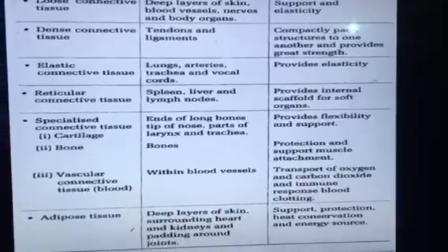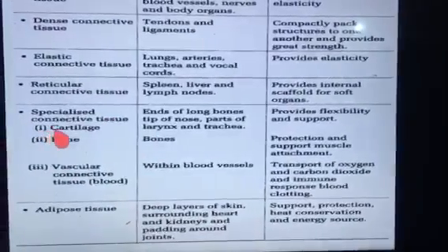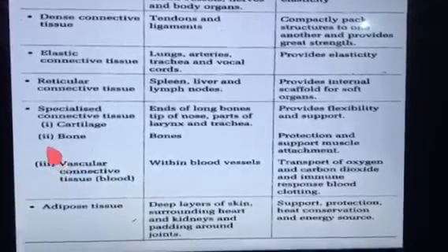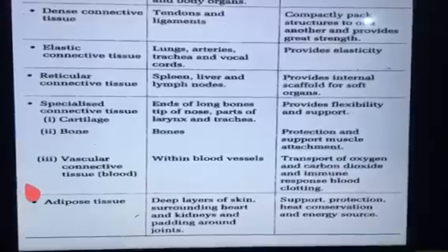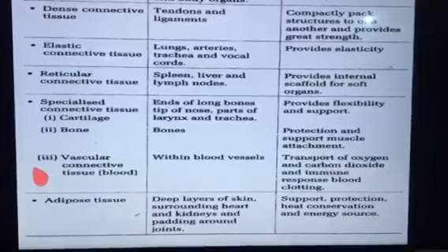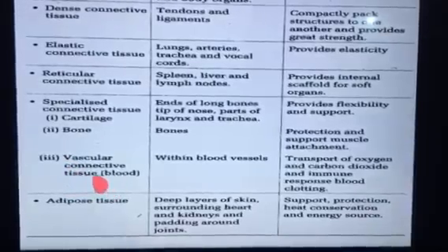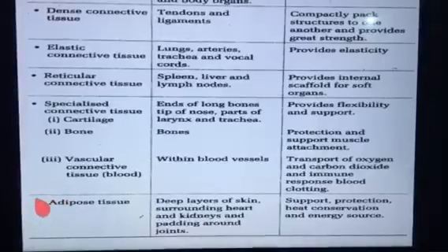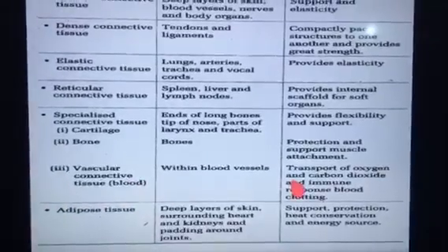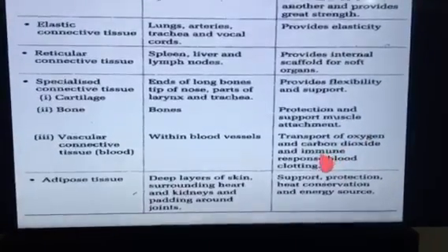Now one of the most important types of connective tissue is specialized connective tissue. It is again divided into vascular connective tissue and skeletal. For vascular connective tissue, here you can see blood, or fluid connective tissue. It helps in the transportation of oxygen and carbon dioxide.